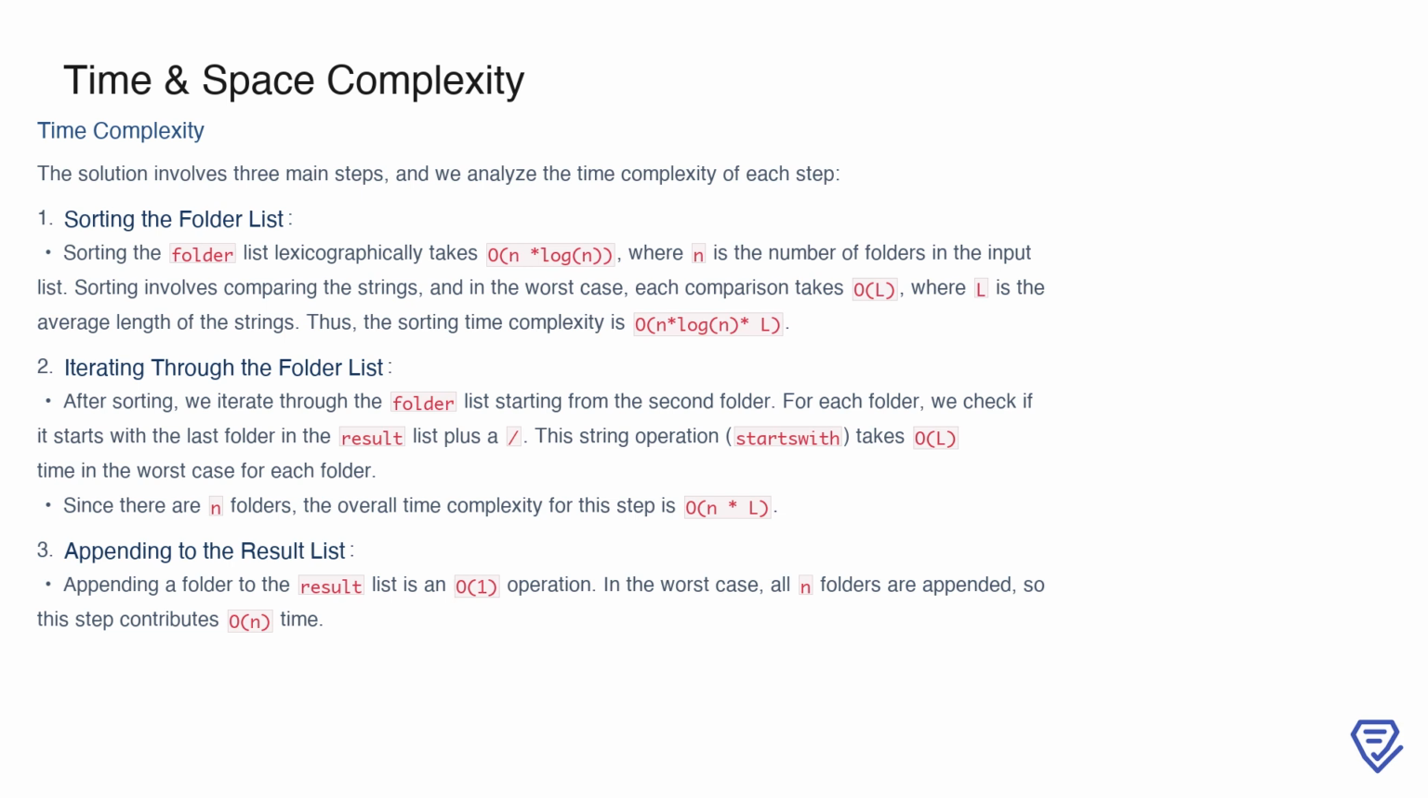After sorting, we iterate through the folder list. For each folder, we check if it starts with the last folder in the result list plus a slash. This startsWith operation takes O(L) time per folder, and with n folders, this step adds O(n * L) to the complexity. Finally, appending a folder to the result list is an O(1) operation, and since at most n folders are appended, this step contributes O(n) time. These 3 steps together form the basis for the time complexity of the solution.